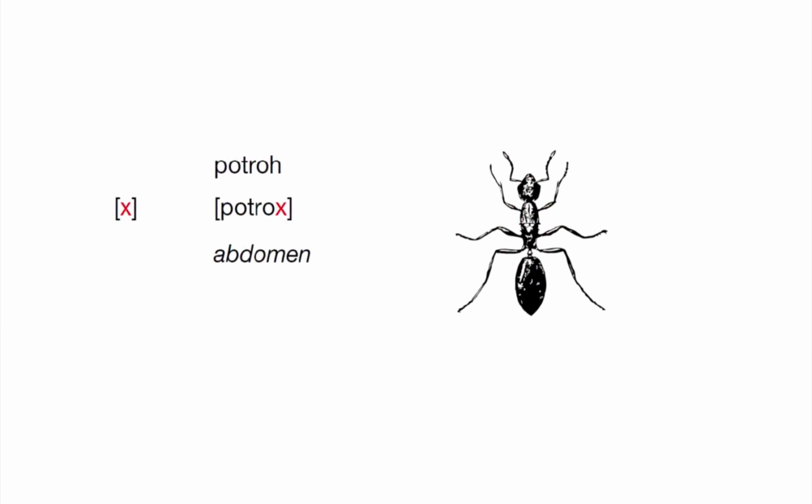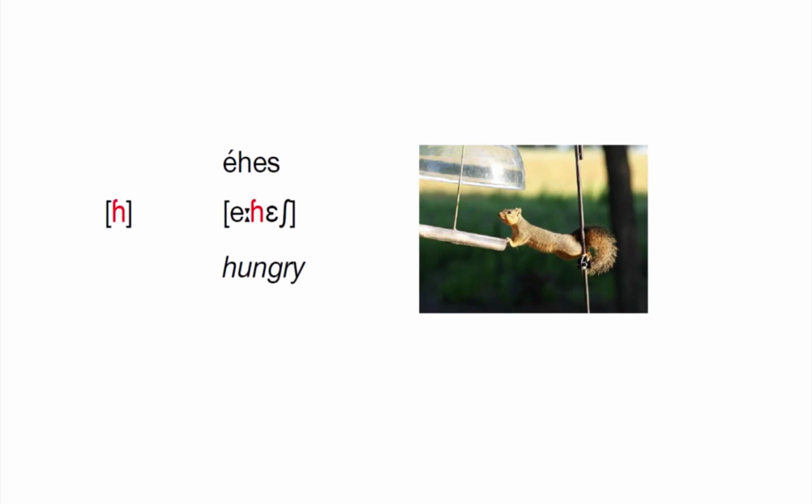There was h as in potroh. This one was made at the back of your tongue in a K position, k, but letting a bit of air through, ch. And last we had h as in éhes, which is basically just a really breathy vowel sound or a really, really sloppy, indistinct H.